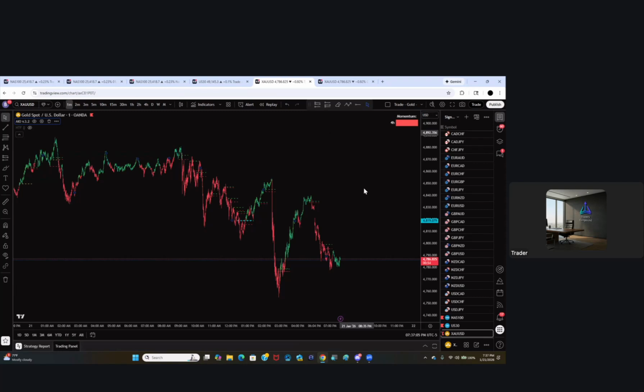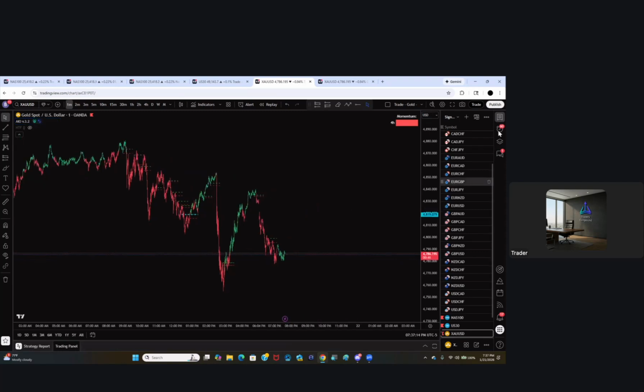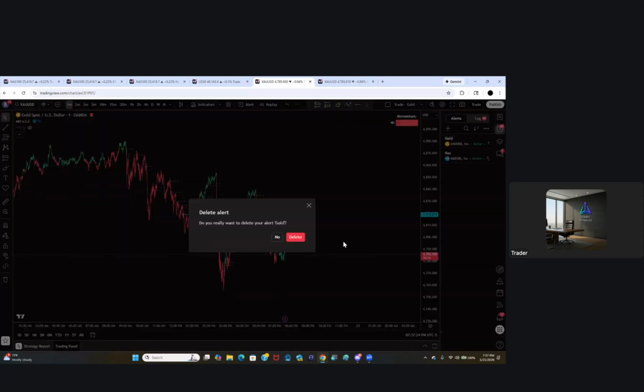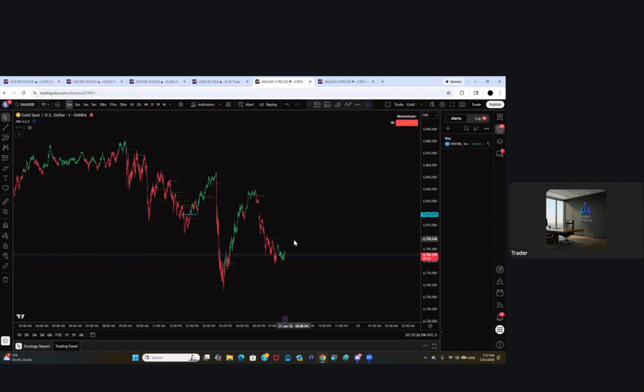Now in the chat today, let me show you this real quick. So if you want to set up an alert, I see several of you saying that your gold alerts are not working. Let me show you how to double check your gold alerts. So in the top right here on the desktop for TradingView, I click on that. I'm going to delete my gold alert, okay, because it's currently active. Look, I'm going to delete it. Okay, delete. Now I don't have any gold alerts. Now I want to set up an alert.